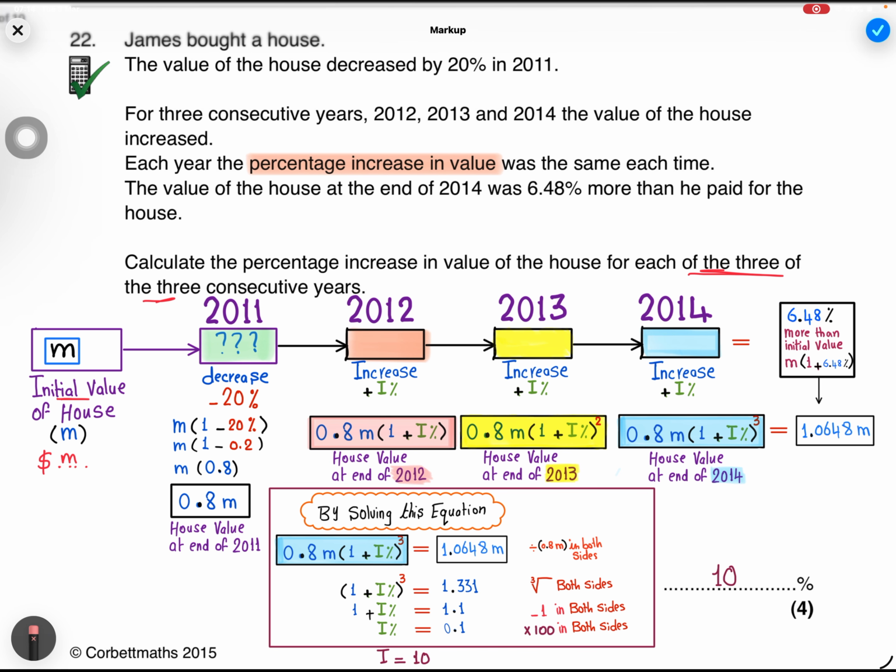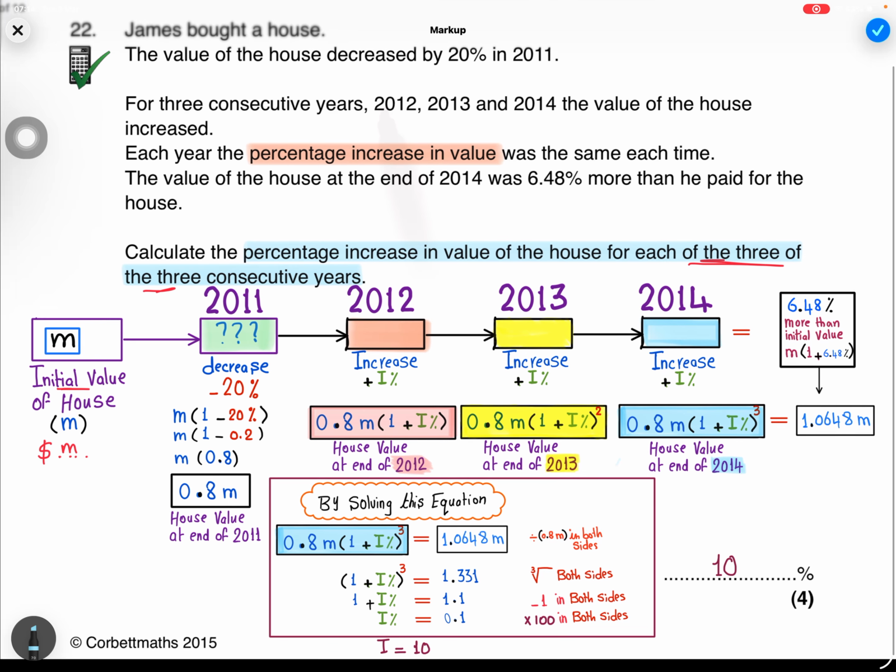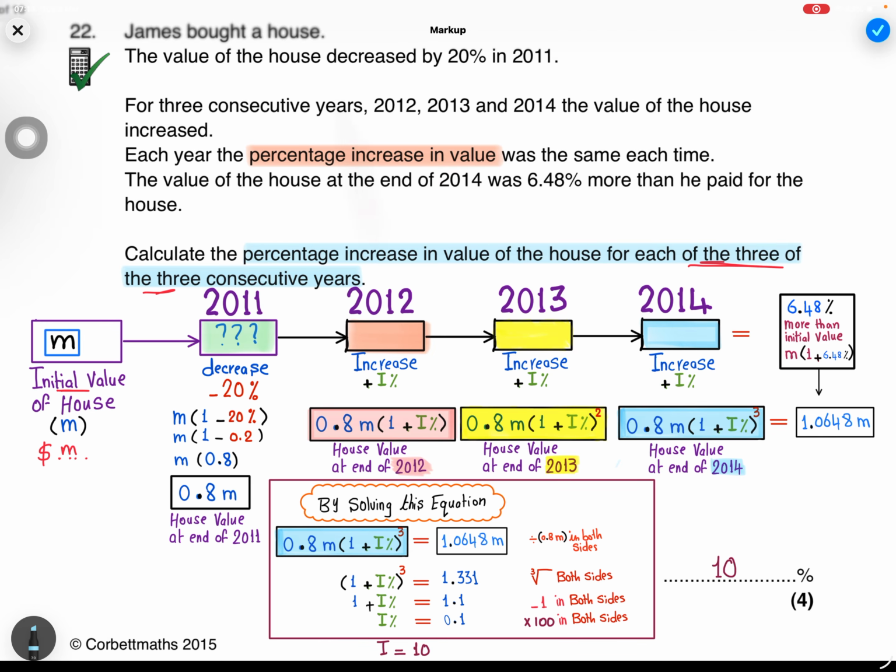We just need the percentage of increase in the value of the house for each of the 3 consecutive years, which are 2012, 2013 and 2014. Okay, so maybe pause the video for like 2 minutes, try solving it by yourself, and then come back to see the steps.